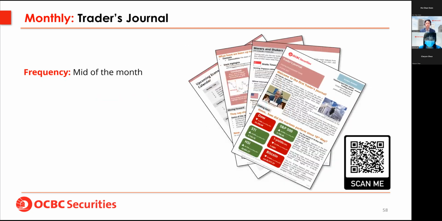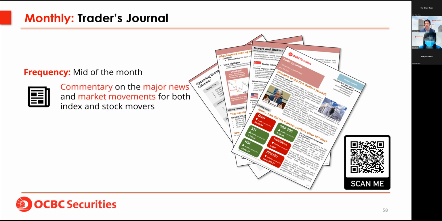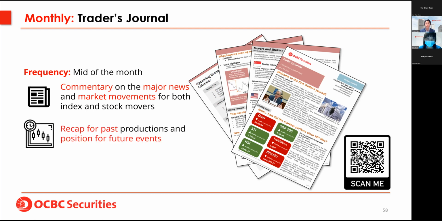For Trader's Journal, the report is published at the mid of the month. The team gives a commentary on major market movements and recap on the past productions. So basically, it's the summary of what happened and then position for the future events.